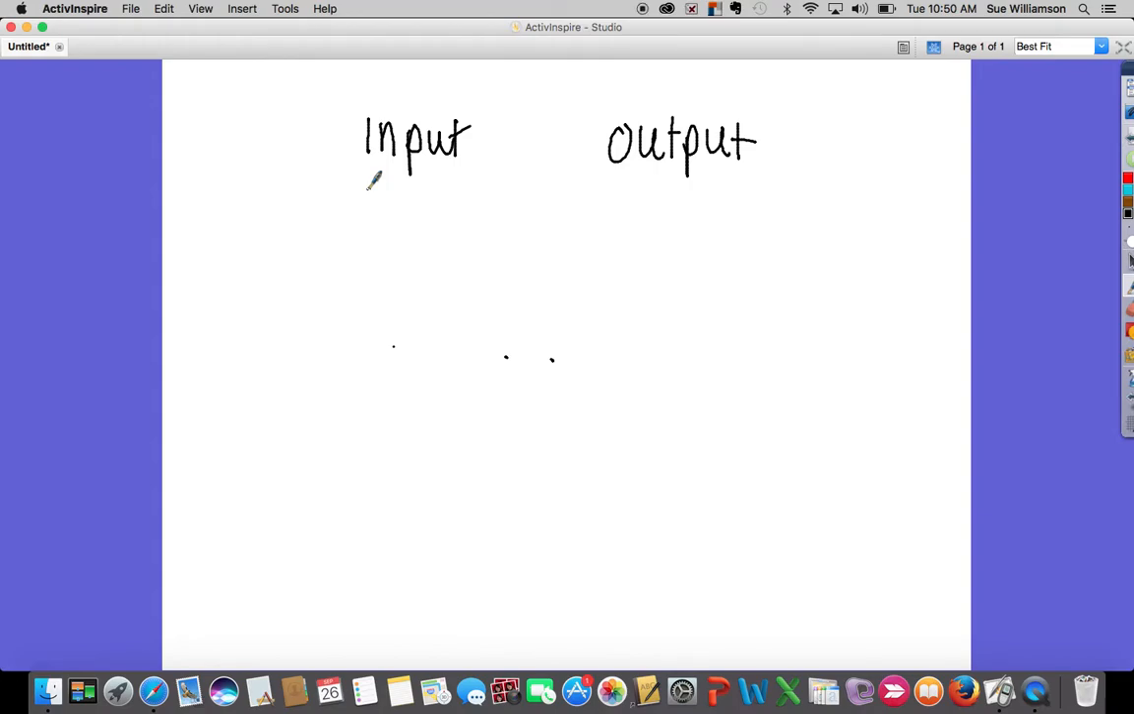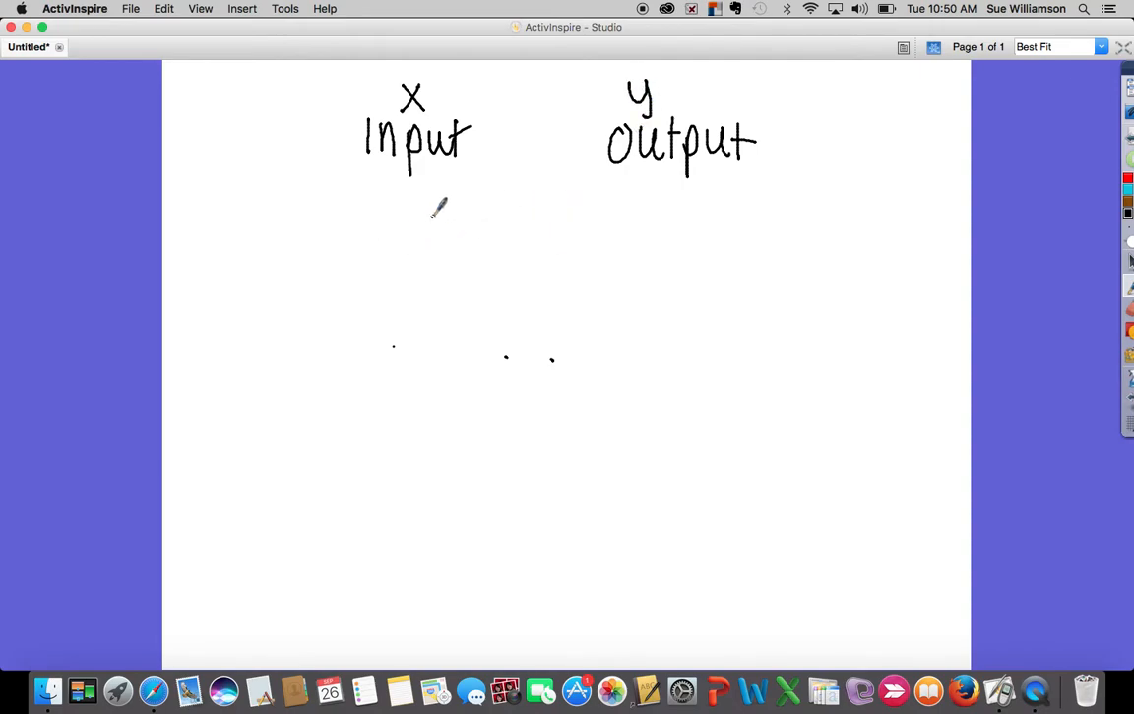So I'm going to go ahead and do a lesson for you to continue on with input and output, and I'll try to make it as clear as possible. So yesterday we talked about inputs and outputs, and remember we said an input was our x coordinate and an output is our y coordinate.